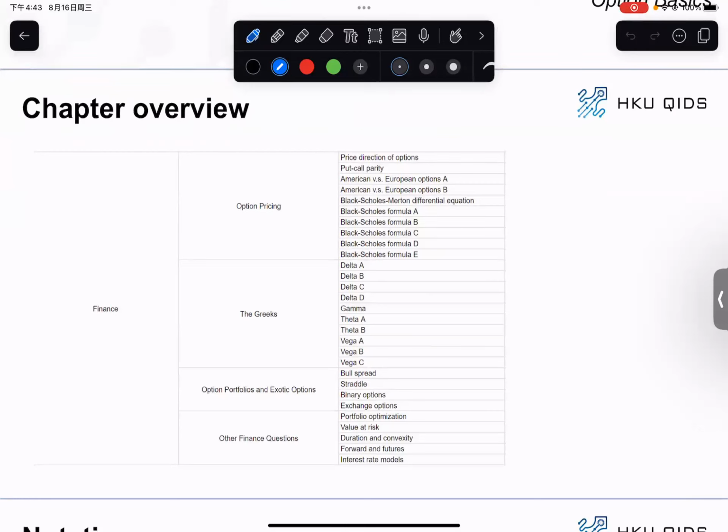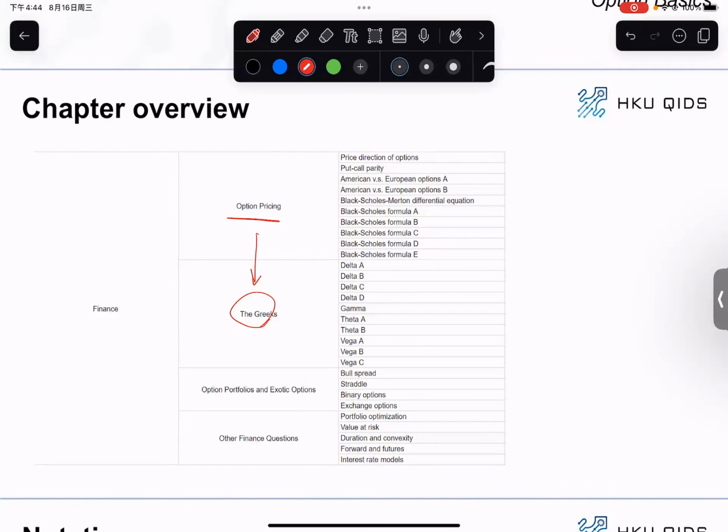As we always do, we are going to first have a chapter overview. For this finance chapter, you can see it's all related to derivatives. It has a strong emphasis on option pricing and also the Greeks, which are also related to options, and some quite classic quant strategies like delta hedge or gamma scalping. And we're also going to touch a little bit on portfolio and exotics.